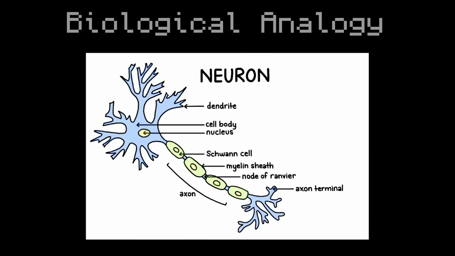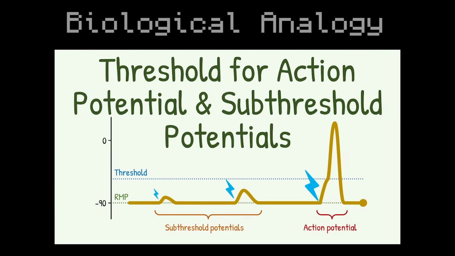Another way to think about activation functions is that they're kind of analogous to a real neuron. The output is 0 until you hit a certain threshold, which makes the neuron fire.